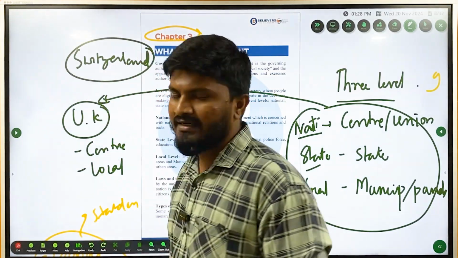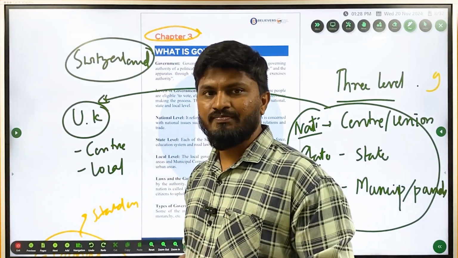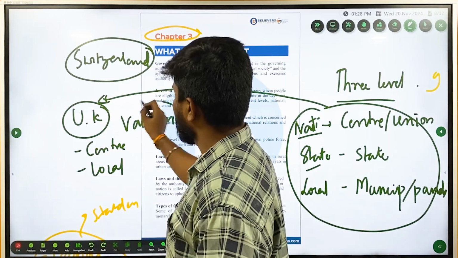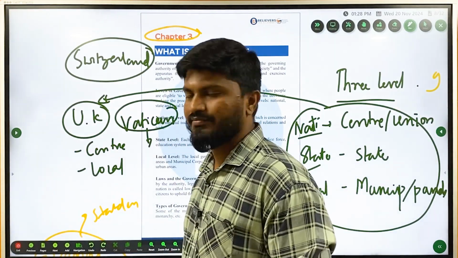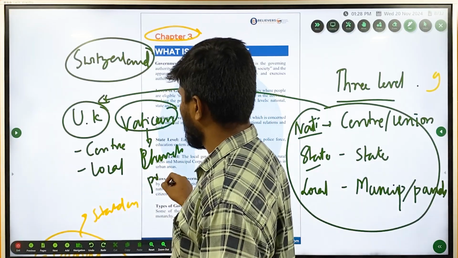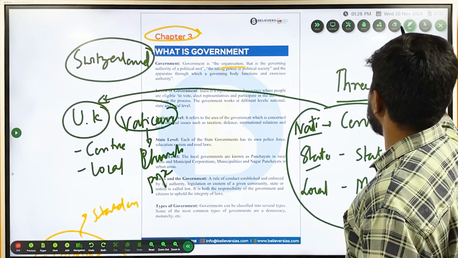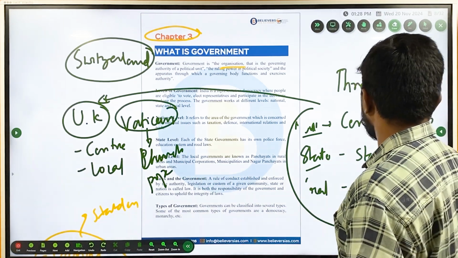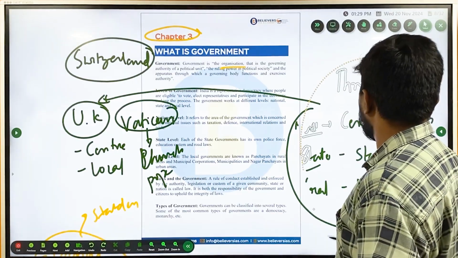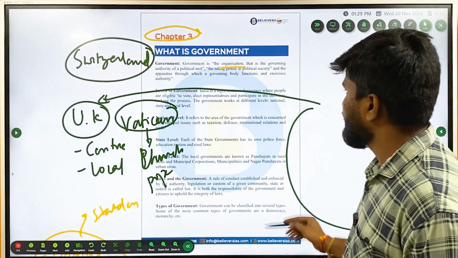In Switzerland there is a central government and there are state governments called cantons, but the relation varies. And in Vatican City, which is a very small nation, there is only a central government that is run by the church, which is headed by the Pope. So the levels of government differ from one region to another.